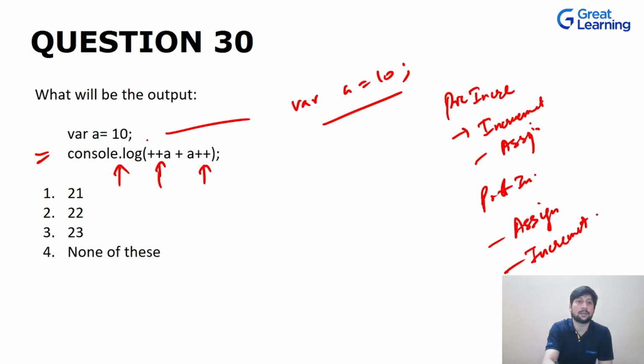As you can see over here, we have this value as 10. We are doing a pre-increment. So that means it will increment the value first and then assign it. But over here, it is a post-increment, right? So it will be first assigned.